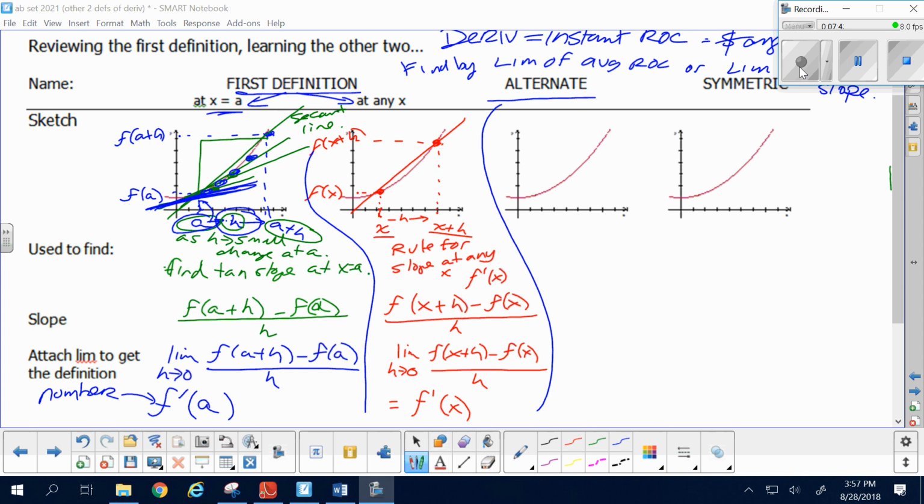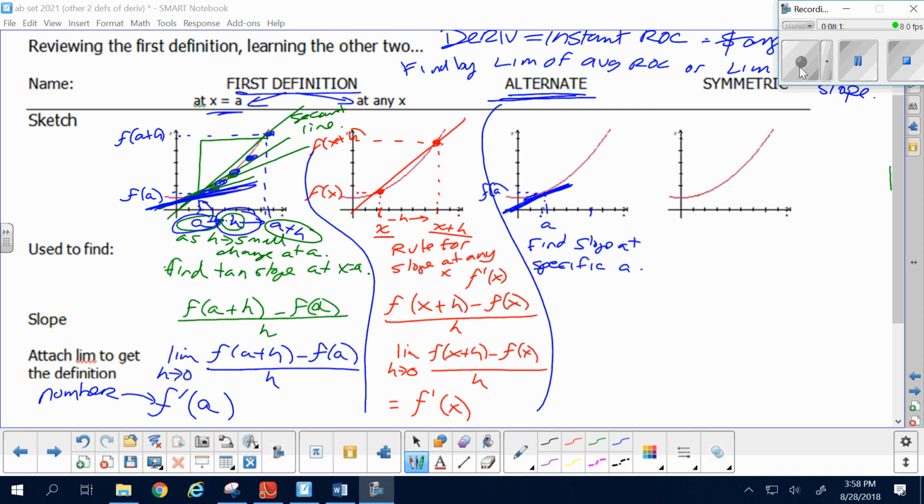Imagine the alternate definition. And the alternate definition is used to find the slope at a particular point, at a specific a. Right? I still want to let a be some point I want the slope at. And the goal is to find what's the slope at that point, the tangent slope. We still need another point. Now here's where it gets different.